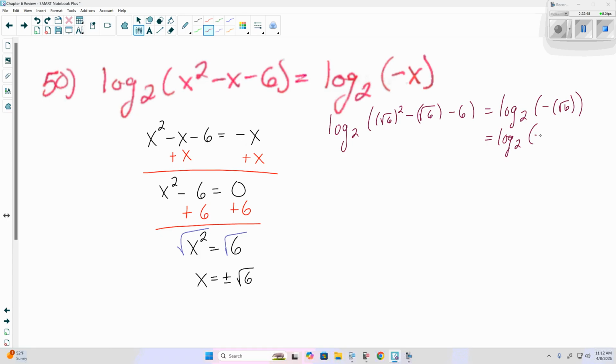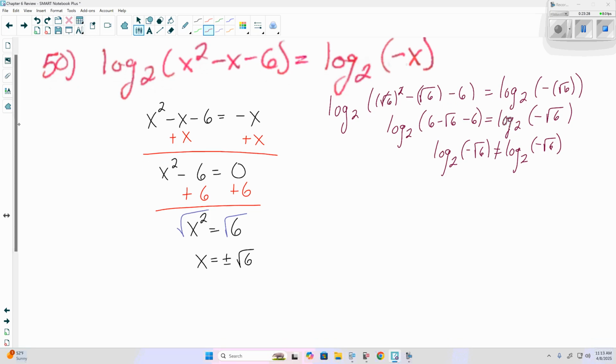Now on the right-hand side, negative square root of 6 is going to simplify to negative square root of 6, yes? What can we not have inside the log? A negative or 0. Is that a negative number? Yeah. This isn't going to work, because even on the other side, square root and square cancel, telling us that we have log base 2 of 6 minus the square root of 6 minus 6. It doesn't work. We cannot have the negative case.